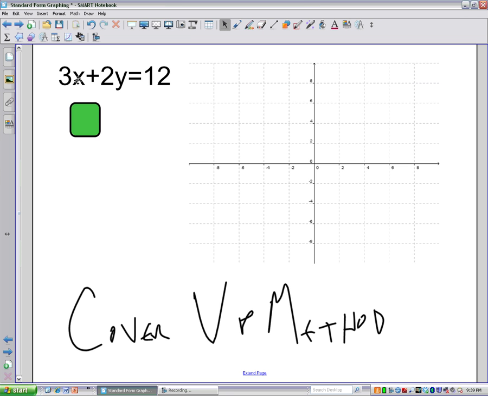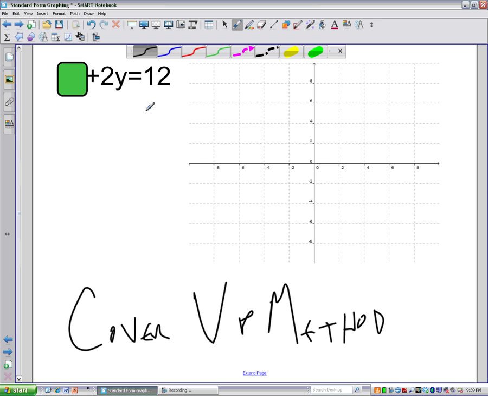Because if x is 0 right there, 3 times 0 is 0, so that whole thing is gone. And so then I'm just left with the equation 2y is equal to 12, and if 2y is equal to 12, then that means that y must be 6. Okay? So that's, of course, why we want to be able to solve those equations like we were last week. So if y is 6, that's my y-intercept. So there's one part that I've got taken care of.